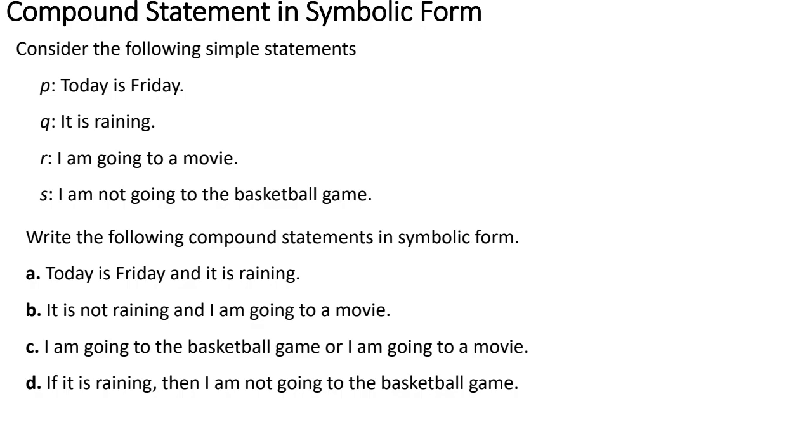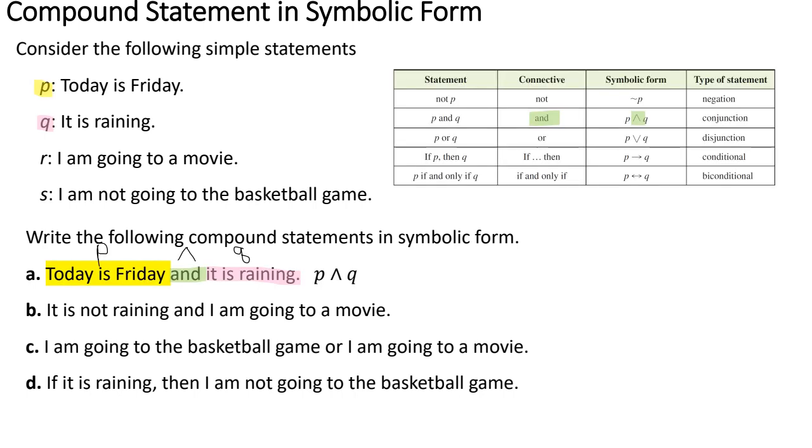The instruction will be to write the following compound statements in symbolic form. So A, today is Friday and it is raining. Well, notice this is a compound statement that is using P because P is today is Friday. And it is raining is Q, so it compounds P and Q with the connector and. So in symbols, this would be P, and then that, let's call it the triangle, although it's not a complete triangle. Notice that it's missing the bottom line.